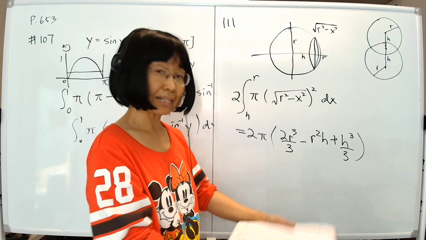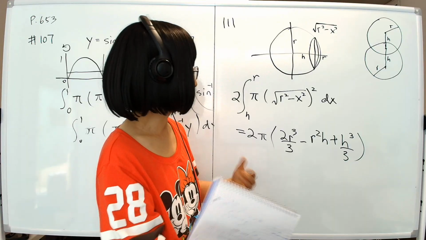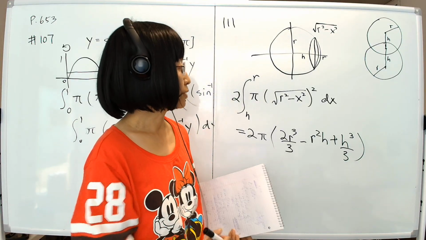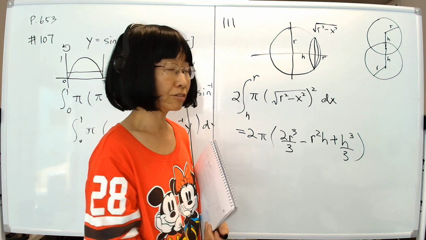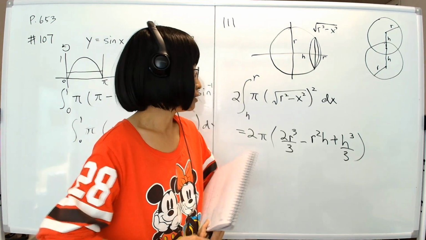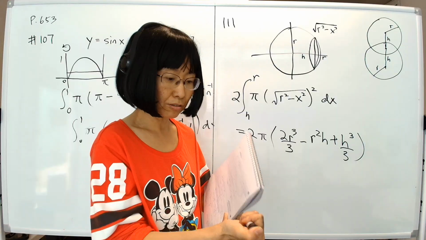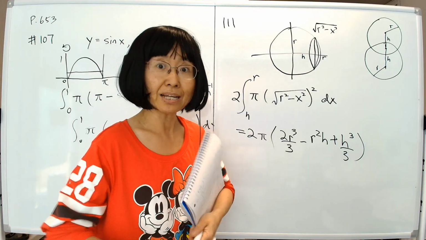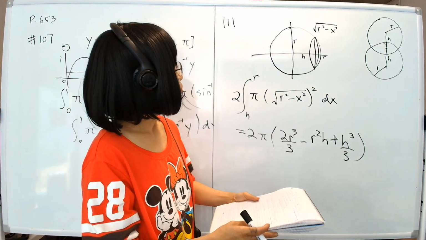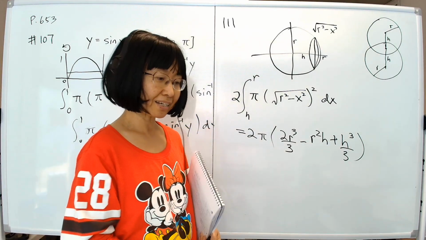And that's why I maintain that my answer is correct and the answer in the back is wrong, because when you let h go to 0 or h go to r, the answer in the back doesn't go to 0 or to the volume of the sphere or anything. It just goes to some random number. So with that, we conclude this section.